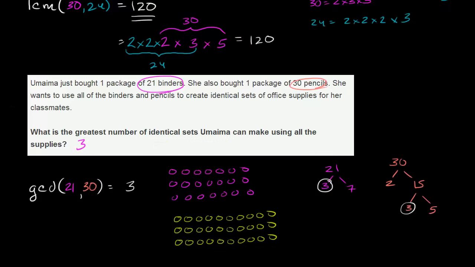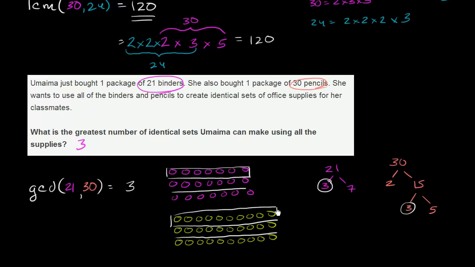So I can divide both of these into groups of 3. For the binders, I can do it into 3 groups of 7. And then for the pencils, I could do it into 3 groups of 10. So if there's 3 people coming into this classroom, I could give them each 7 binders and 10 pencils. That's the greatest number of identical sets Umama can make. I would have 3 sets. Each set would have 7 binders and 10 pencils.